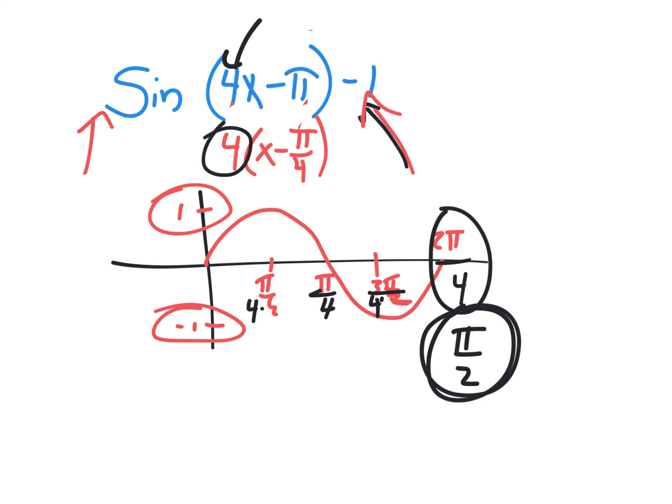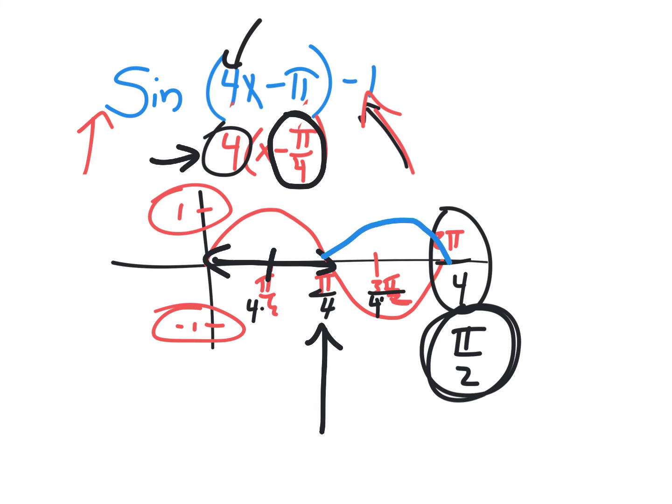And I only have 2 things left. I've done this 4. That's done. I got to do this shift of right pi over 4. That's how far pi over 4 is. It's 2 marks over. See, we skipped over 1. It's 2 marks over. So everything moves 2 marks over, and it looks like that.